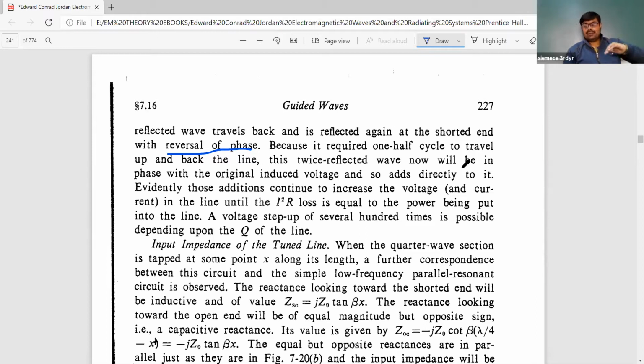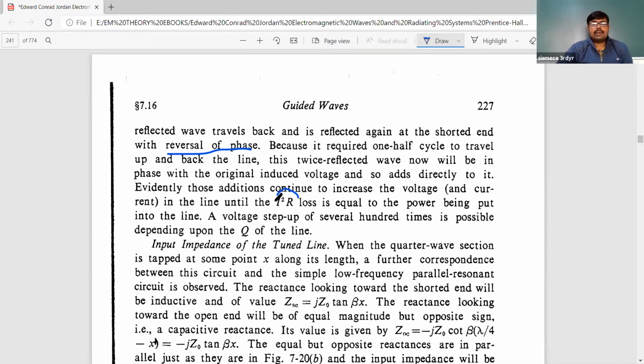Obviously, there is a double change of phase. One phase change occurs when the wave is reflected back, and again the phase shift occurs as it travels. So overall we get a 360-degree phase shift kind of effect, and it returns to the same phase. So this twice reflected wave is in phase with the original induced voltage, and so adds directly to it. Evidently, these conditions continue to increase the voltage and current in the line until the I square R loss is equal to the power being put into the line.